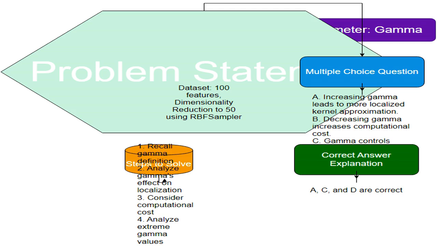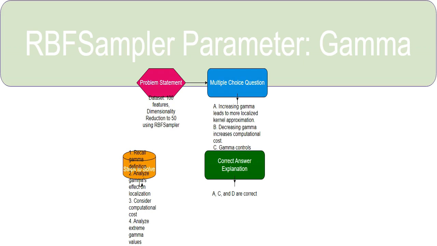I'm tackling a machine learning problem using scikit-learn's RBFSampler to reduce the number of features in my dataset from 100 to 50. I need to understand how the gamma parameter affects this process. It's all about the width of those Gaussian functions. The heart of this problem is understanding the gamma parameter within the RBFSampler function in the scikit-learn library. It's how we control the width of the Gaussian radial basis functions used for kernel approximation.